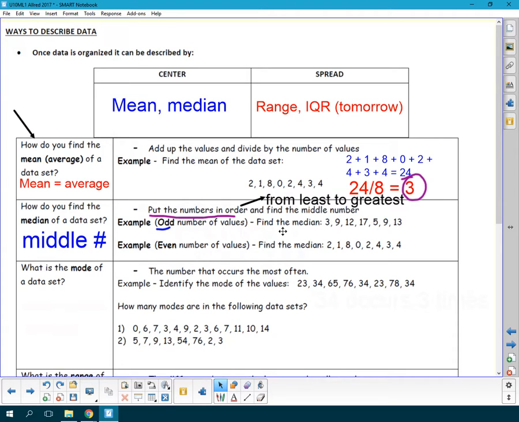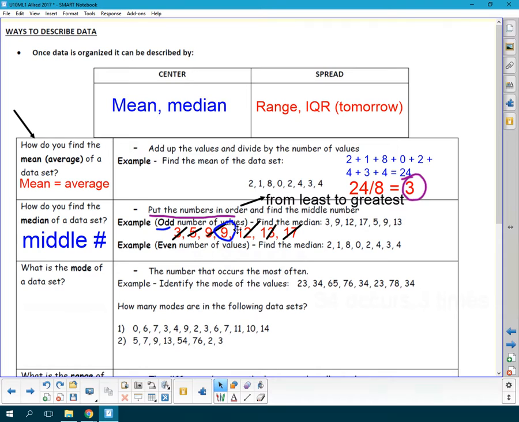So if you take that set of numbers and write them in order, you get 3, 5, 9, 9, 12, 13, 17. All you need to do is cross off the bookends, cross off 3 and 17, cross off 5 and 13, and just keep working towards the middle, 9 and 12. The middle number there is this 9. So the median of this data set is 9.